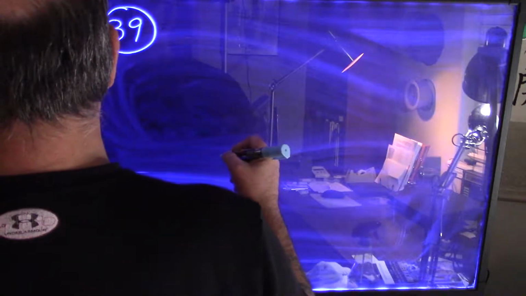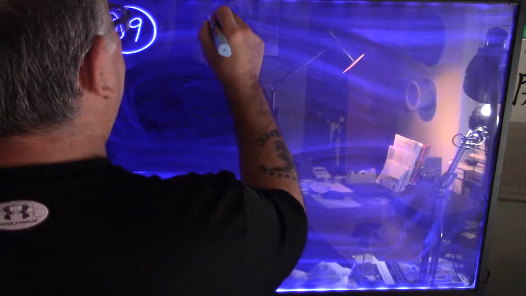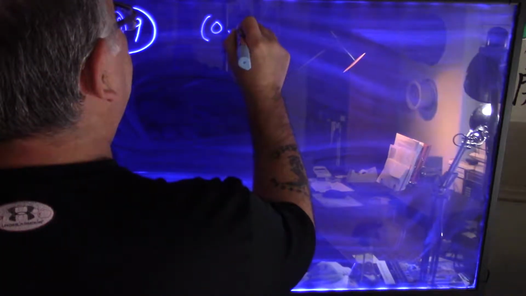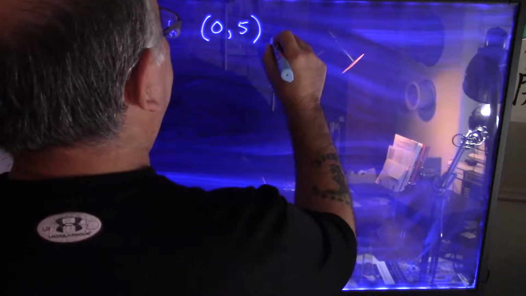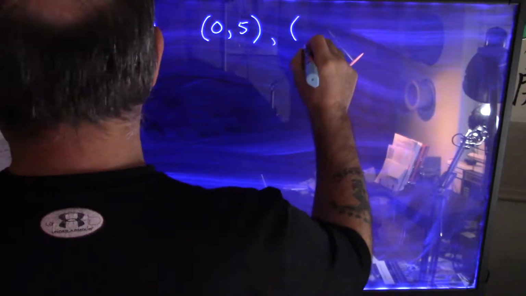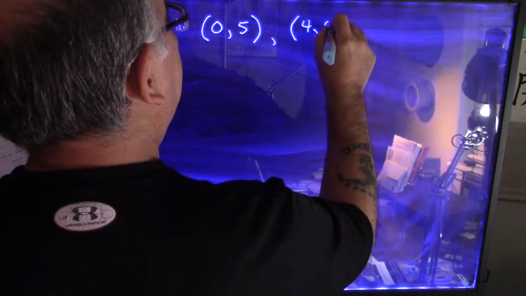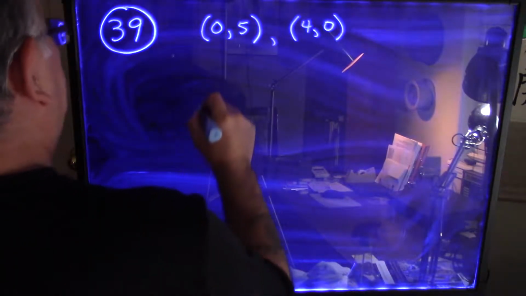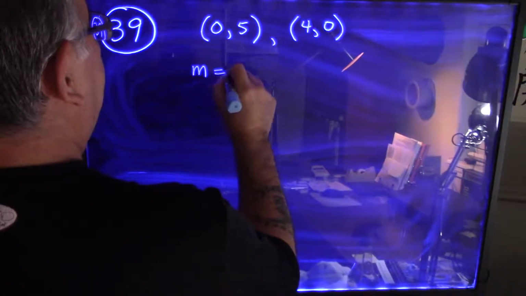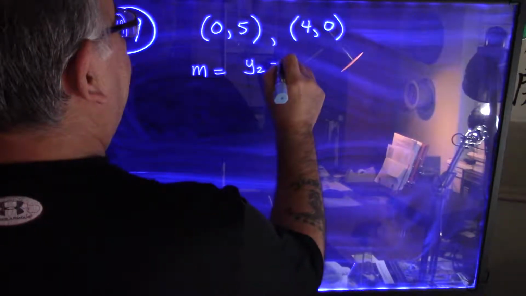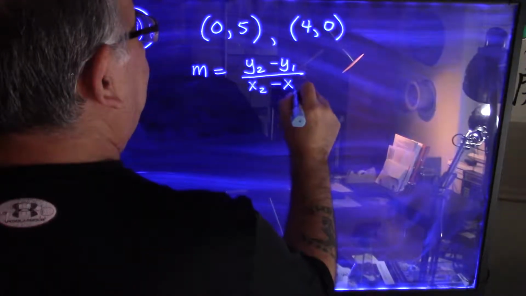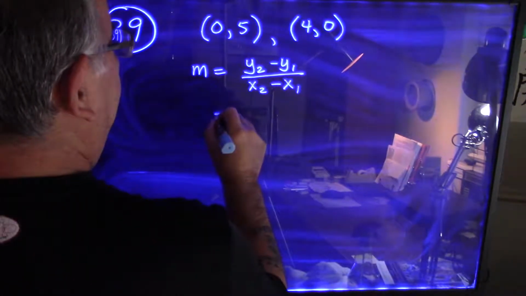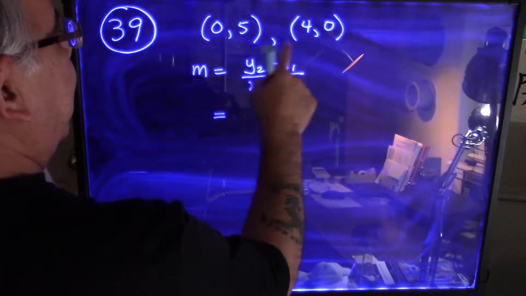So yeah, you can't always do that, but we've got 0, 5 is one intercept. That's your y-intercept. Then you've got 4, 0, which is the x-intercept. Alright, so we need the slope, m, which is y2 minus y1 over x2 minus x1. Rise over run. And call that x1 y1 and x2 y2.